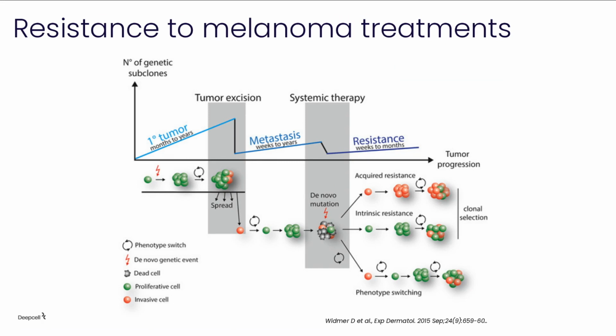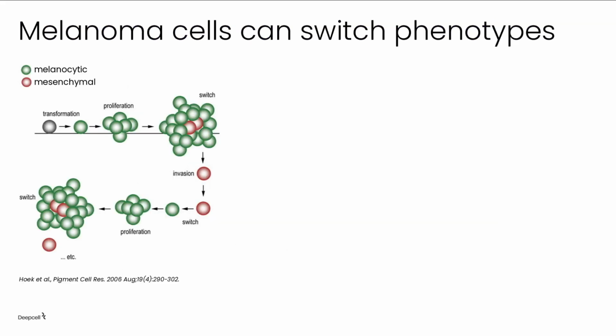Here on this slide, you see basically the evolution of resistance, and I would like to focus on the different modes of how resistance can be acquired. Of course, the cells can already be intrinsically resistant, but they can also acquire resistance through mutation, which is labeled here as acquired resistance. But another feature which is particularly important in melanoma is the acquisition of resistance through phenotype switching. Since this is a very important concept in melanoma, I will highlight it in a bit more detail.